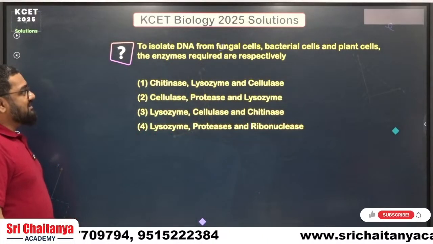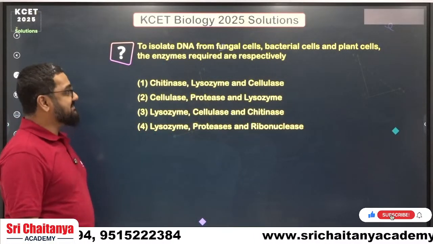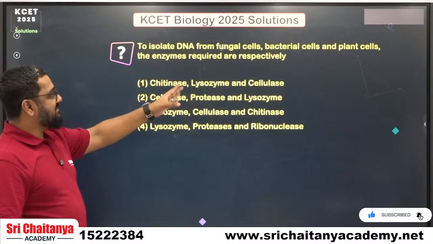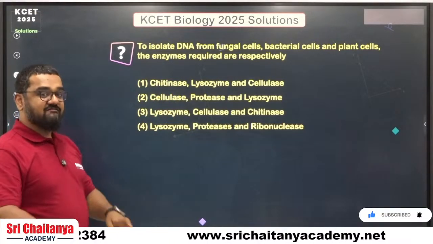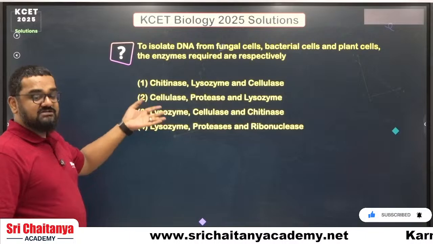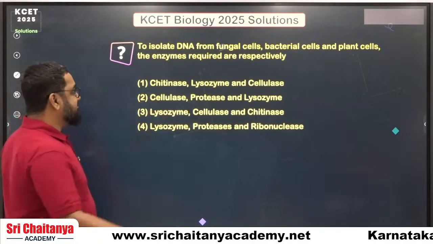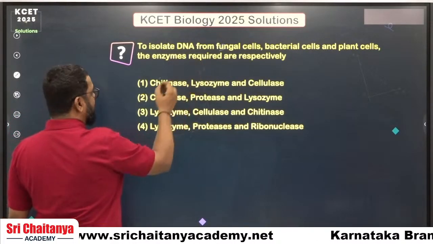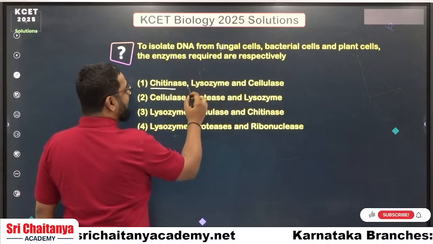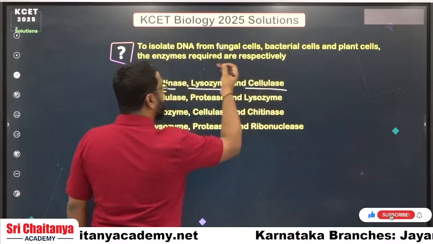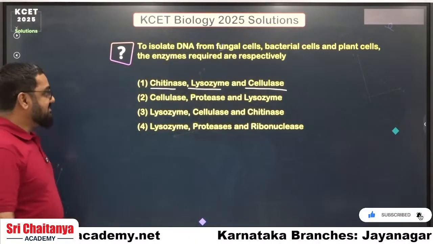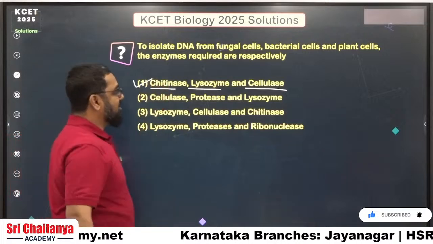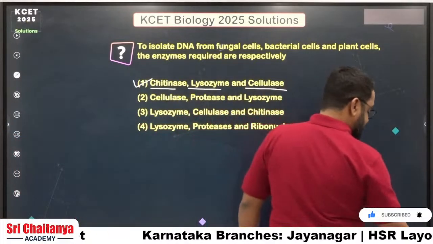Next, to isolate the DNA from fungal cells, bacterial cells, plant cells, the enzymes required are respectively. Primarily we need what? We need to break through the cell wall of all these three. Cell wall of fungi, chitin, so chitinase, bacteria, lysozyme and plants cellulase. So this is option 1. Option 1 is the right answer.